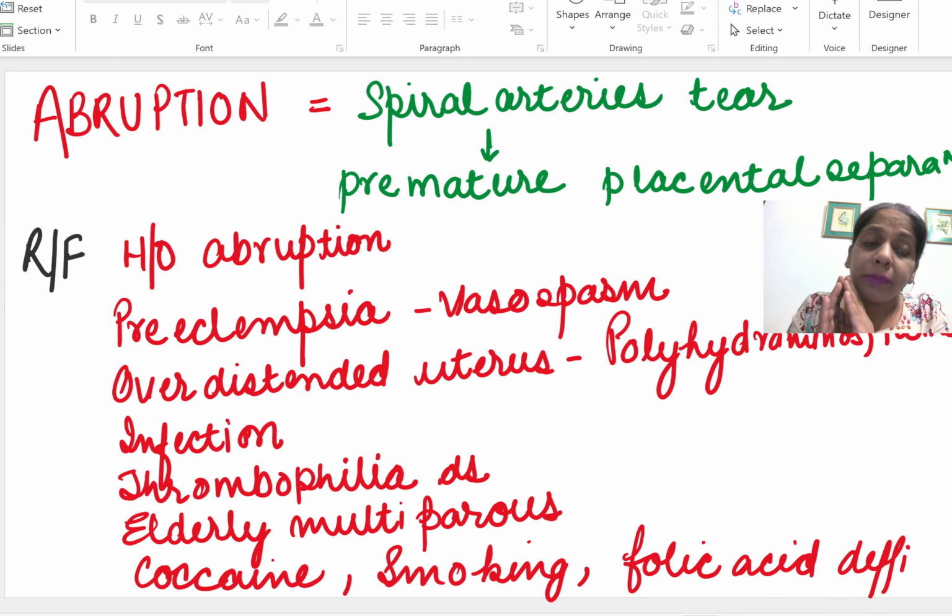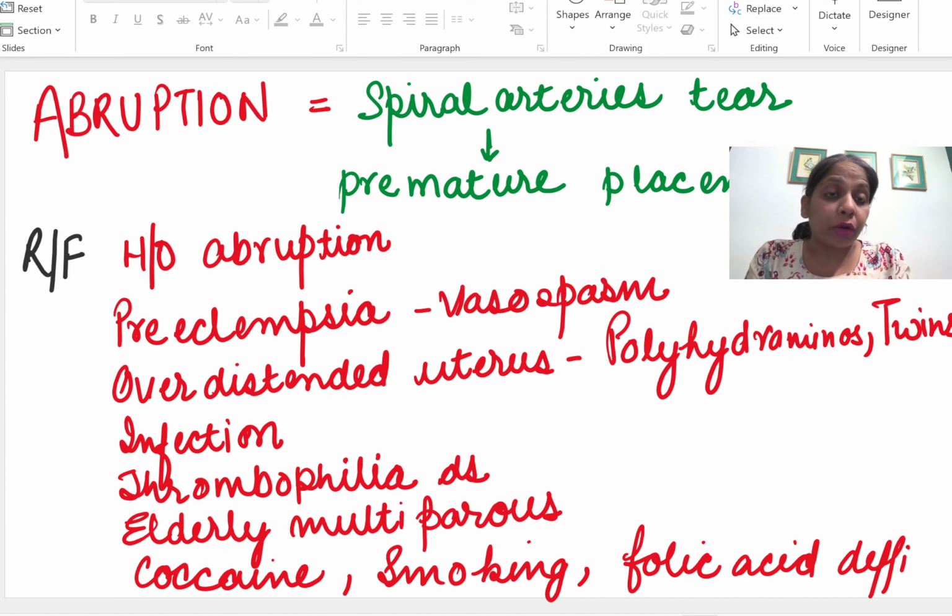Please, all the OBS problems, whether it is PPH, APH, whatever, except preeclampsia, are common in multigravida. Only preeclampsia is common in primigravida, the rest of the problems are common in multigravida. One more problem which is common in primigravida is occipito posterior position. If we leave out these conditions, in all the other conditions multigravida is the risk factor. So from today onwards, you are going to learn this and not forget it.